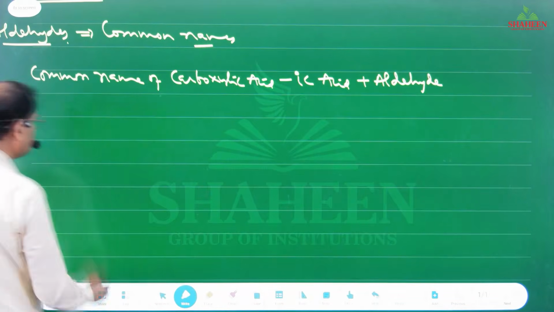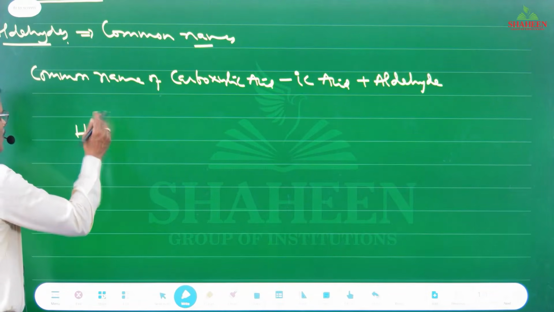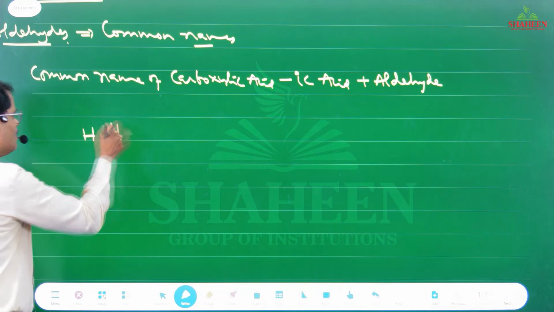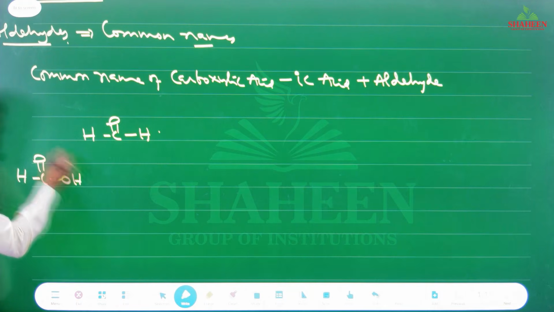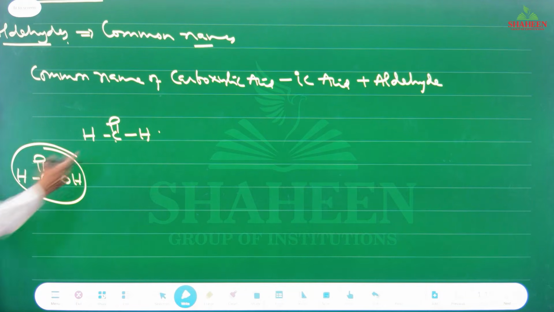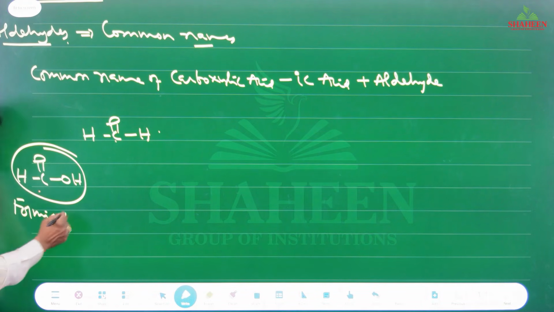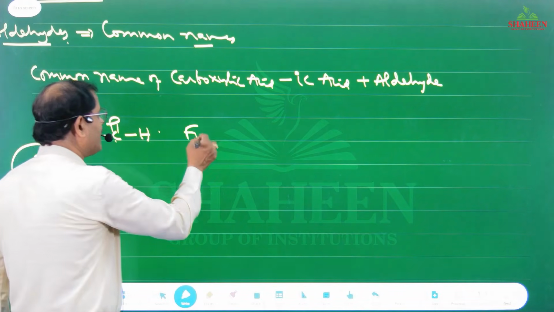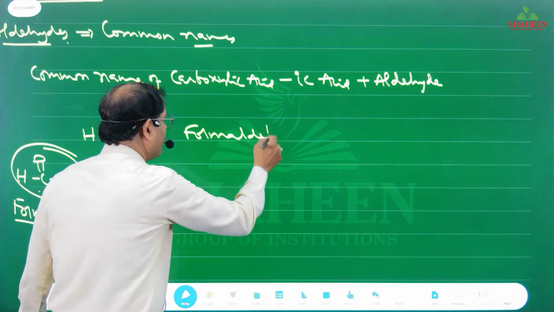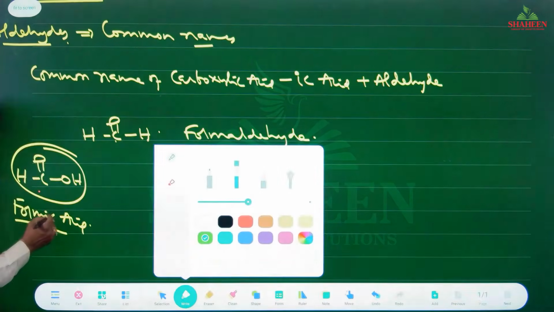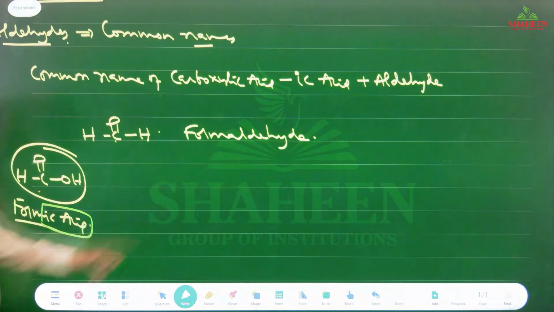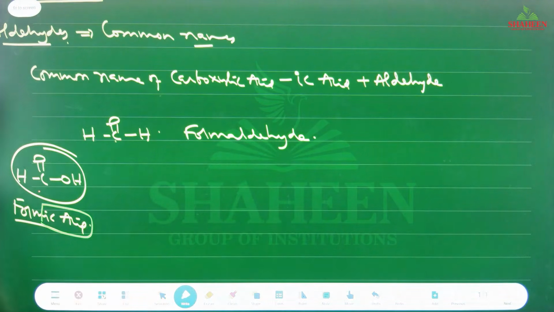Example, if we take HC double bond OH, the carboxylic acid with the same carbon atom, its common name is formic acid. That's why this becomes formaldehyde. Here we need to replace ic acid with aldehyde. That's why it becomes formaldehyde.